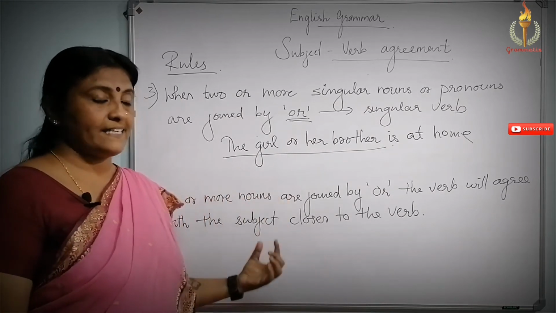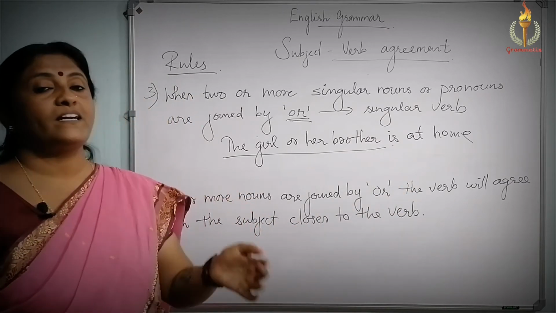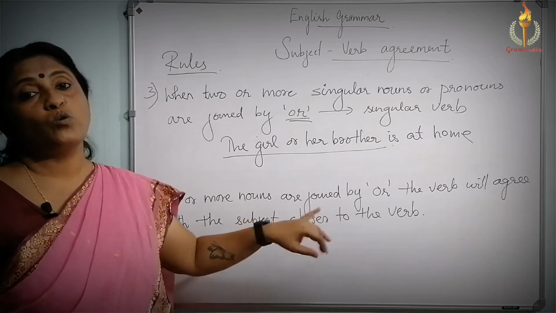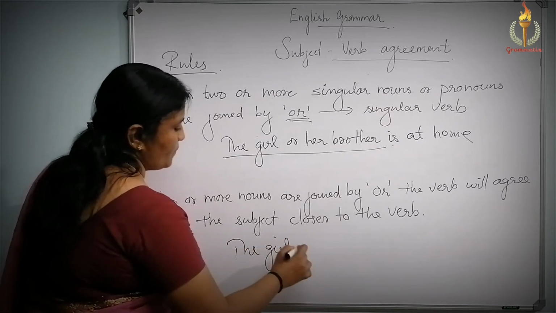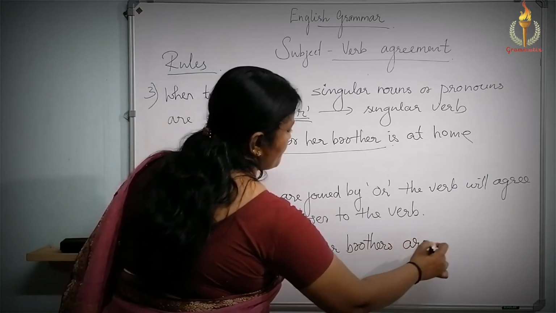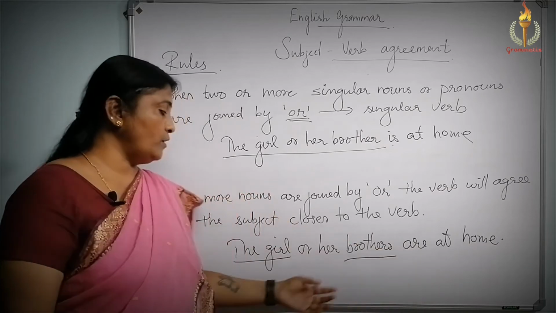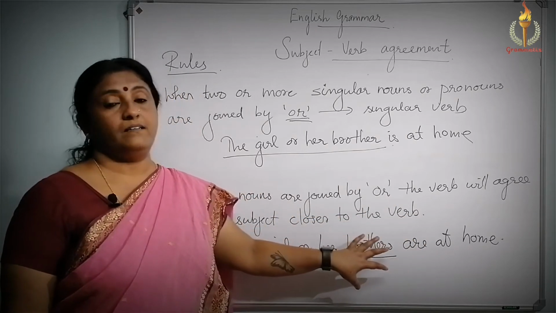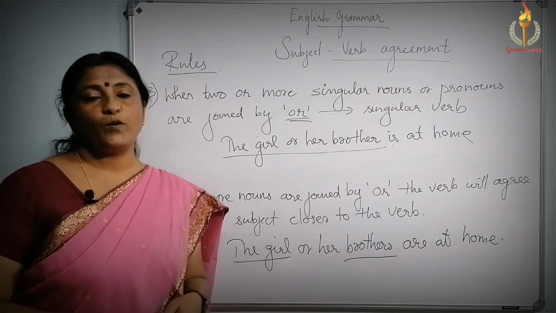Now the fourth point says that in a sentence, if two or more nouns are joined by or, the verb will agree with the noun that is closer to it. You can just see the same example here. The girl or her brothers are at home. So here your subject is the girl or her brothers. Now the verb will agree with the subject that is closer to it. So it's brothers, it is plural, so you will be getting are. So these are your two points, third and fourth.